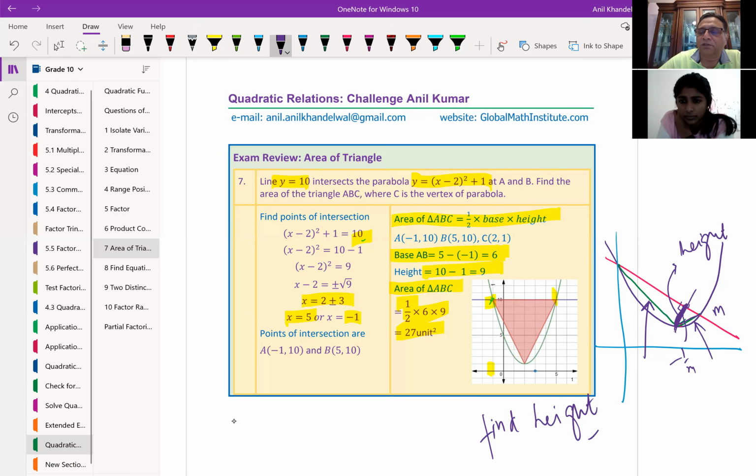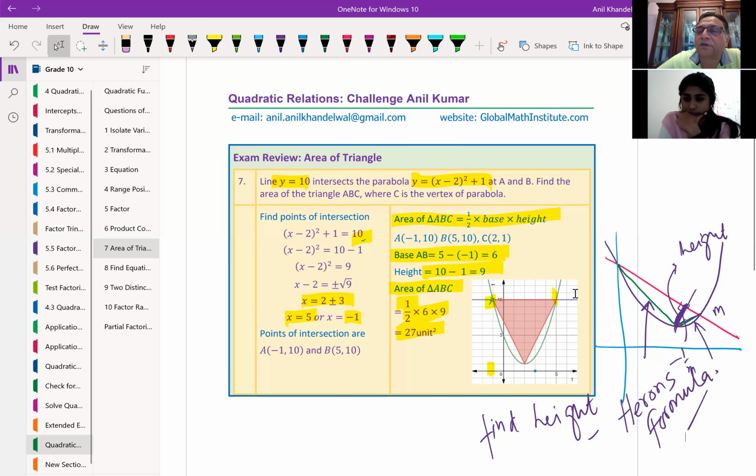Well, there's another way also, which is Heron's formula you can use. Heron's formula can be used by just taking those 3 coordinate points and then doing it. For Heron's formula, you can look into my videos on how to apply Heron's formula. What is the formula indeed? Is that clear? So that is another option. Perfect. That was a great question.